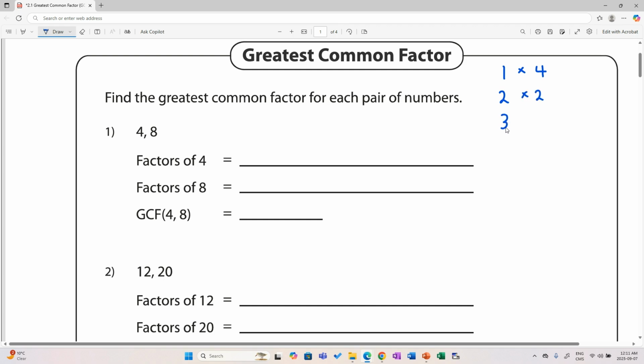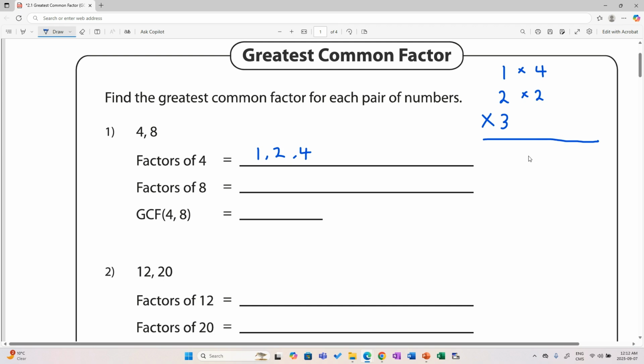What about 3? Can I multiply 3 by a number to create 4? No, I don't believe I can. So I'm going to stop there. And I believe I found all of my factors already. So my factors of 4 are 1, 2, and 4. Okay, now let's try 8.